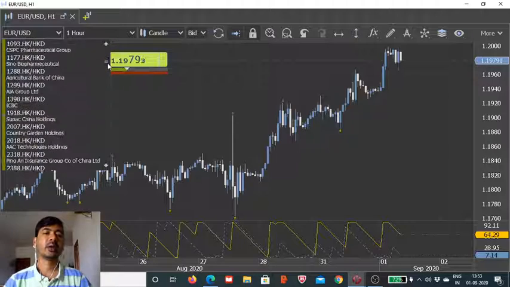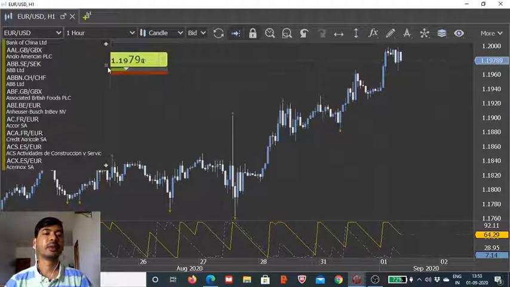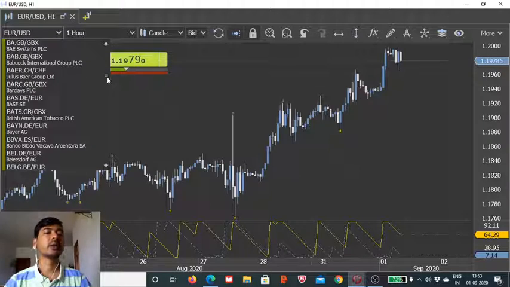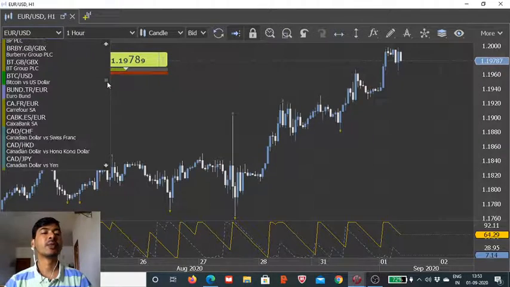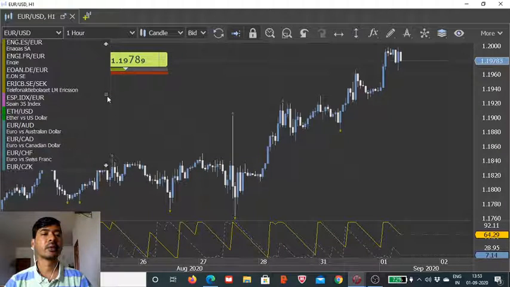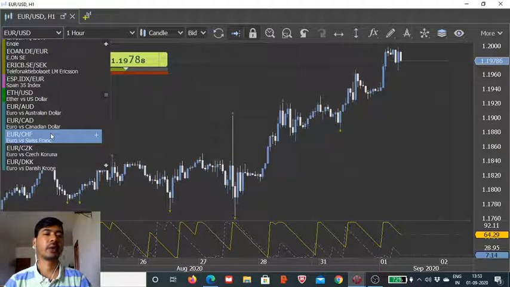So here we have to find the Euro CHF, Euro against the Swiss franc. Okay, I got it.